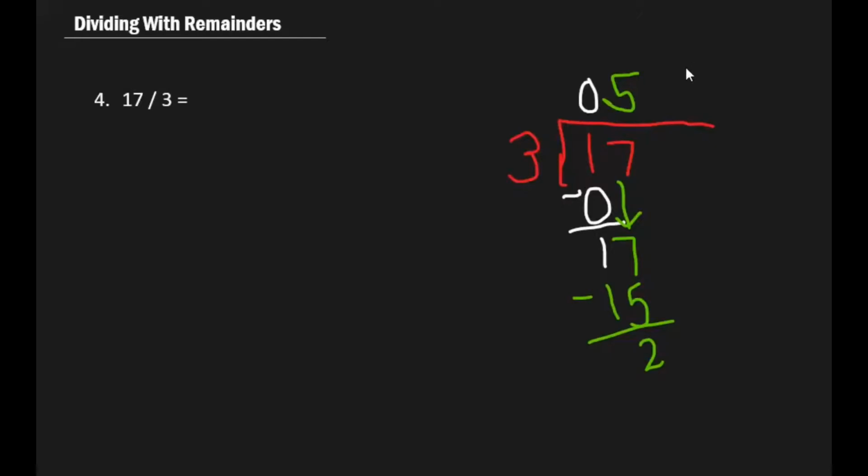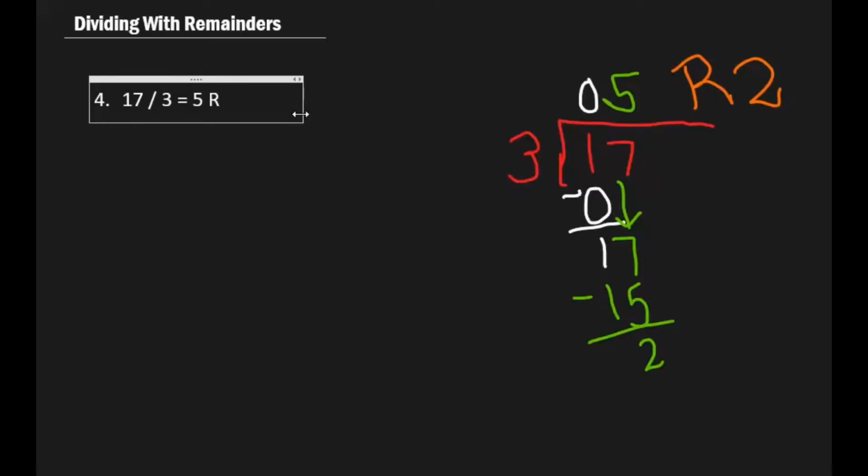Now we're going to write an R up here and write a 2 next to the R. Now we're going to type in our answer. Our answer is 5 with a remainder 2.